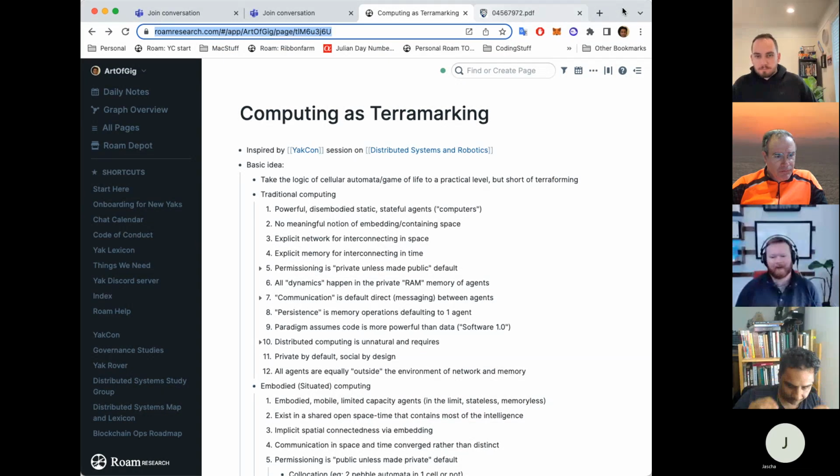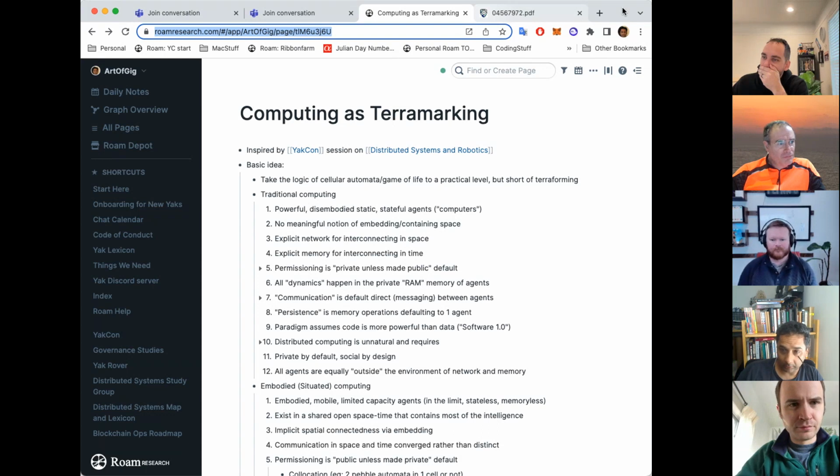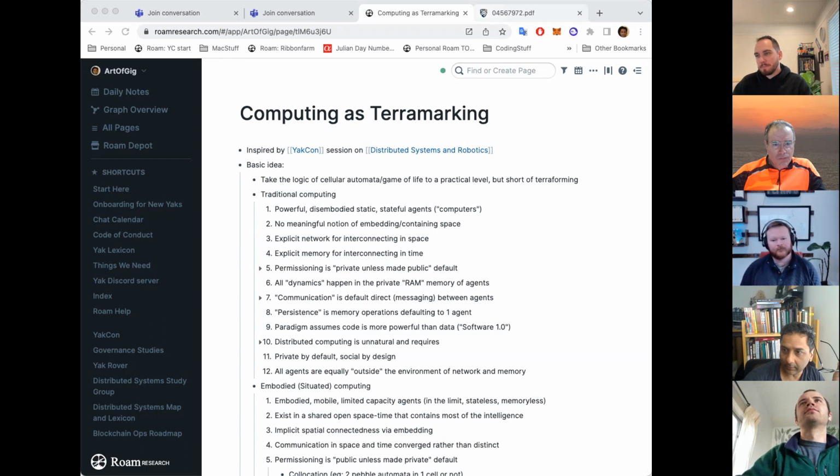So today's session is an idea that just occurred to me in the last week as I was leading the session for YakCon. We did 2 Sunday sessions on distributed systems and robotics. The robotics part is, of course, from this group, and the distributed systems part is from the discussions we've been having on the Monday track of discussions.